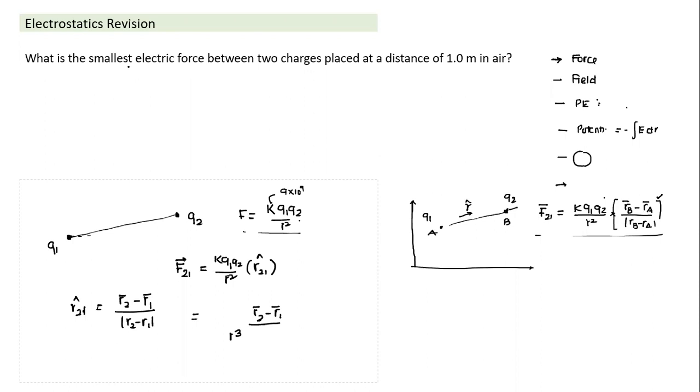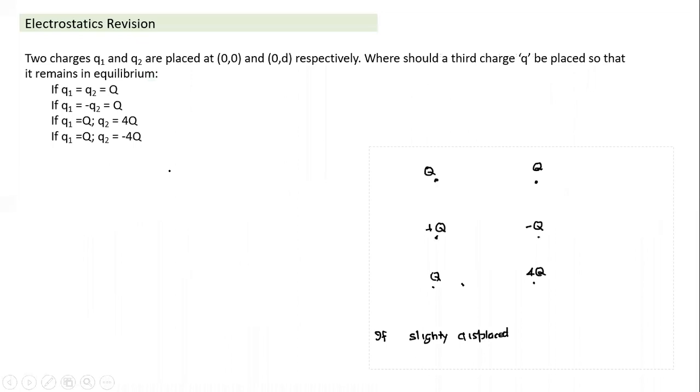So when is the force smallest? Distance is given. Force is smallest when the charge is smallest. And what is the smallest possible charge? The smallest possible charge is the charge of an electron. Really simple question. Let's look at the second part.